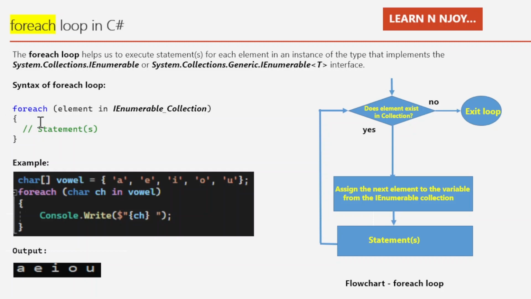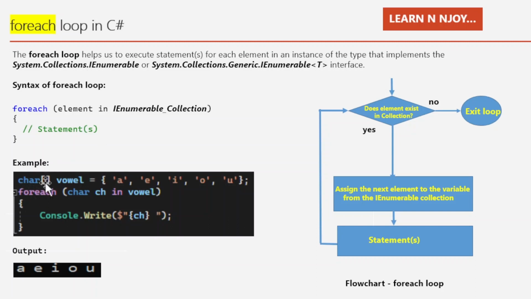Okay, let's see the syntax of the foreach loop. First we need to write the foreach keyword, then opening and closing parentheses, and in between we need to write the element. For the element, there are two things we need to write. The first one is the data type and the second one is the variable. Instead of the data type, we could write the var keyword also. Then we need to write the in operator, and then the instance of the type that implements System.Collections.IEnumerable or System.Collections.Generic.IEnumerable. Then we write the opening and closing curly braces, and in between we write the statements that we plan to execute in the loop, right?